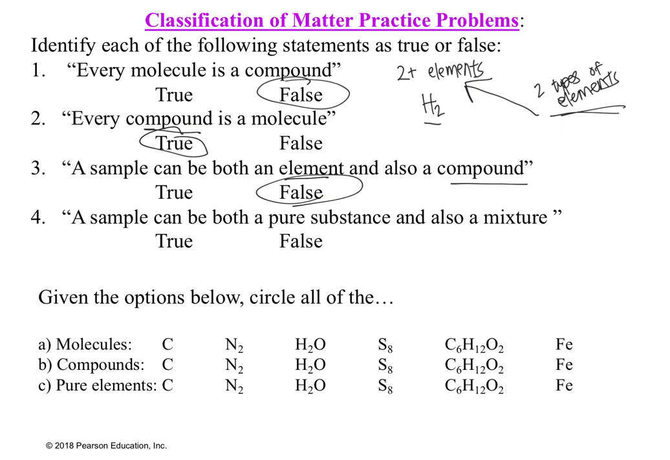A sample can be both a pure substance and a mixture. That is not true. If we look at the very first breakdown in our flowchart, you're either a pure substance or a mixture. So that is false.